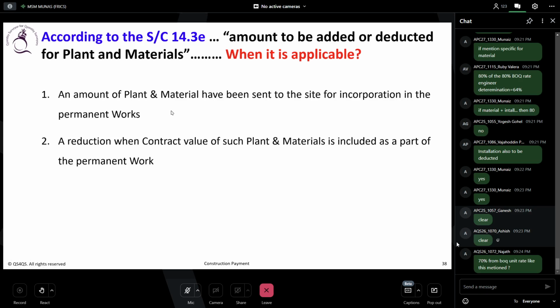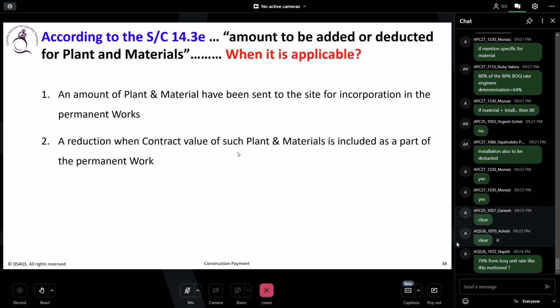An amount of plant and material have been sent to the site for incorporation in the permanent work. That time you are paying him. Now, in the next interim payment application, that material is already used, so you don't keep it in the IPA. Then you check the new one. So there is a reduction when the contract value of such plant and materials is included as part of the permanent work.